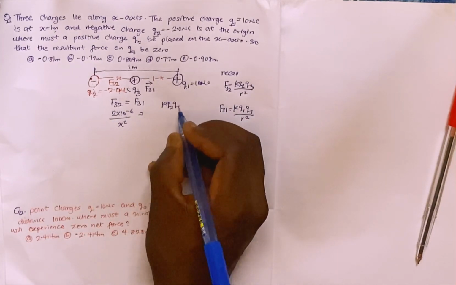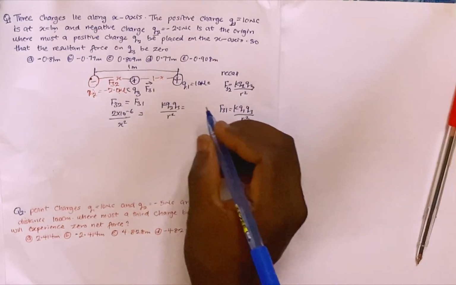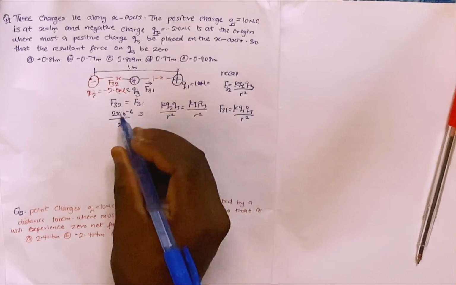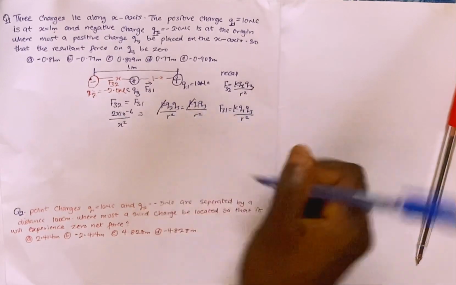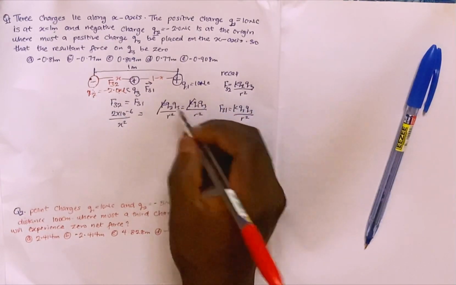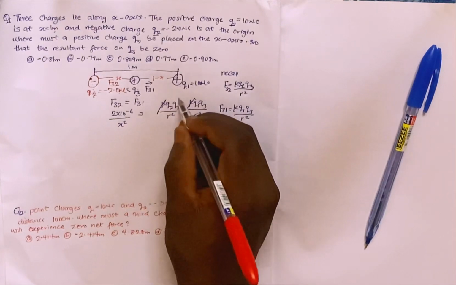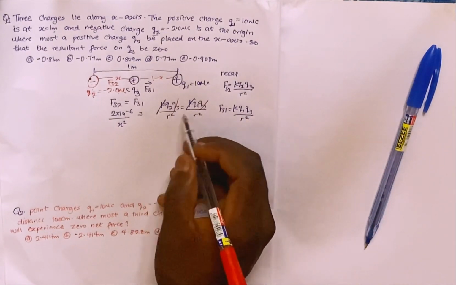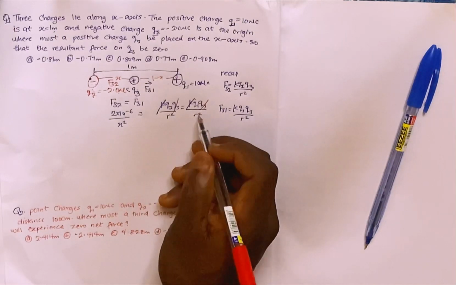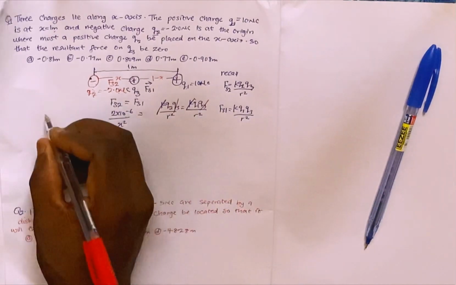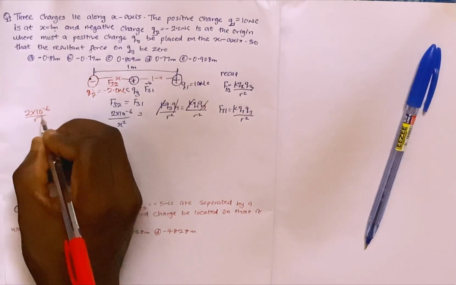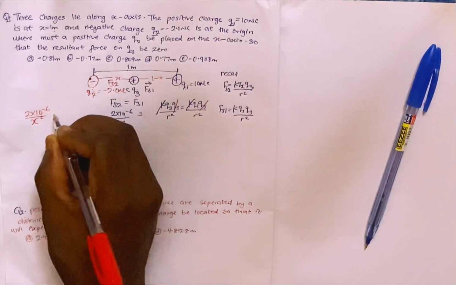If I equate them, I'm going to have k q2 q3 over r squared equals k q1 q3 over r squared. Equating them, the k will cancel out, and q3 will cancel. Then I'm having q2 over r squared divided by q1 over r squared. That means I'm having 2 multiplied by 10 to the power minus 6 divided by r squared, which is my x squared, equals the next one.